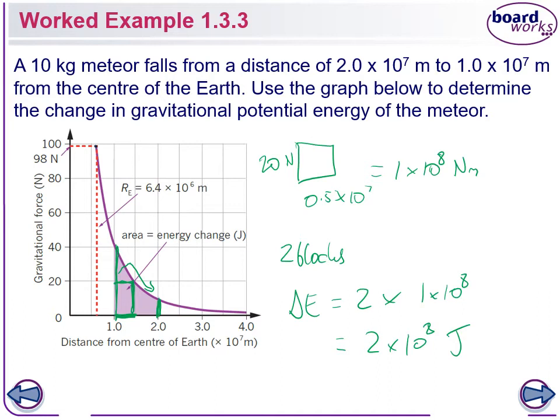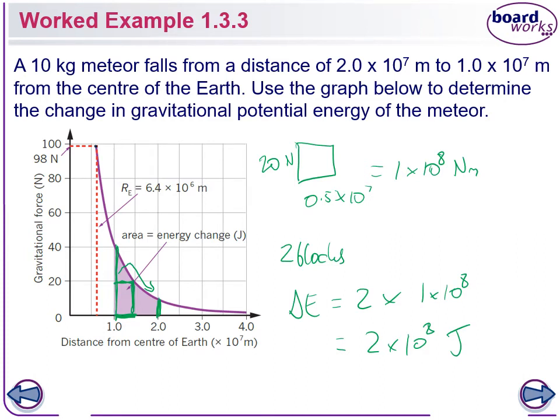Okay, so if it is a force distance graph, remember the area under it will give you the energy change. So that's how much gravitational potential energy we've lost as the object falls. It is also the amount of kinetic energy it has gained. So we're moving faster as it moves closer. All right, any questions there?